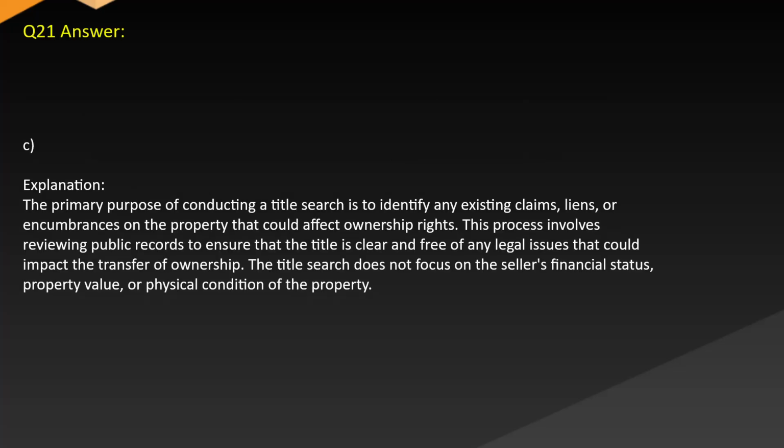Answer: C. Explanation. The primary purpose of conducting a title search is to identify any existing claims, liens, or encumbrances on the property that could affect ownership rights. This process involves reviewing public records to ensure that the title is clear and free of any legal issues that could impact the transfer of ownership. The title search does not focus on the seller's financial status, property value, or physical condition of the property.